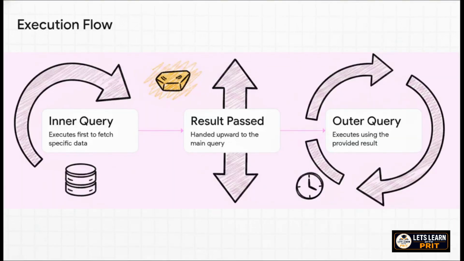Now, here is the execution flow. This is a golden rule in SQL, students, so please lock this into your memory for the exam. The database engine always reads from the inside out. Step 1, the inner query executes first. Step 2, the result of that inner query is passed upward to the outer query. And step 3, finally, the outer query executes using that provided result. The outer query literally just waits patiently until the inner query finishes.